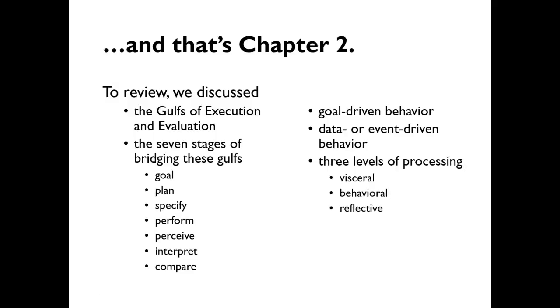So just to recap everything we've talked about so far, we've defined the gulf of execution and the gulf of evaluation. We've talked about and defined the 7 stages of bridging the gulfs: goal, plan, specify, perform, perceive, interpret, compare. We have talked about goal-driven behavior, where it starts. We have talked about data or event-driven behavior, how it starts and how its sequence goes. And we've talked about the 3 different levels of processing: the visceral, behavioral, and reflective processing that are necessary. That is what we have for chapter 2.